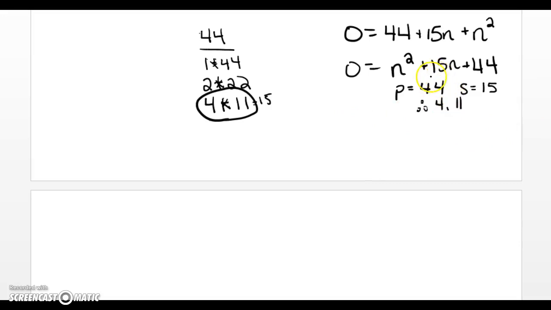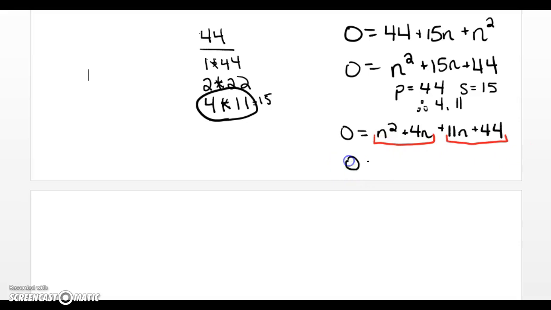So what we're going to do is rewrite this middle term using 4 and 11. So we have 0 is equal to n squared plus 4n plus 11n, and then bring down this plus 44. Then our next step is to group together the first two terms and then the last two terms and see if we can pull out a common factor.